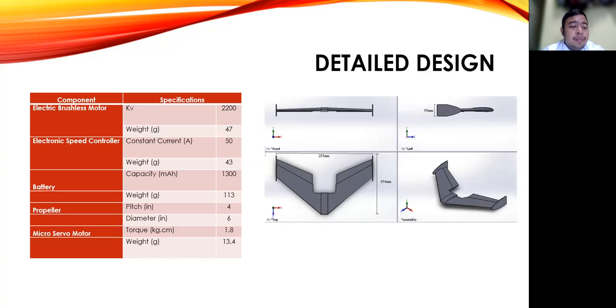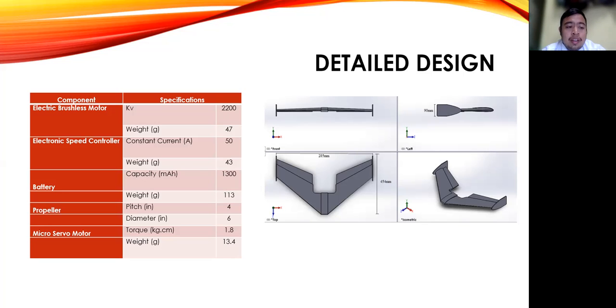For the detailed design, the electronic components of the flying wing are determined at this point. The electronic components used will help in the flying wing's propulsion and control system. The table shows the electronic components that have been chosen.